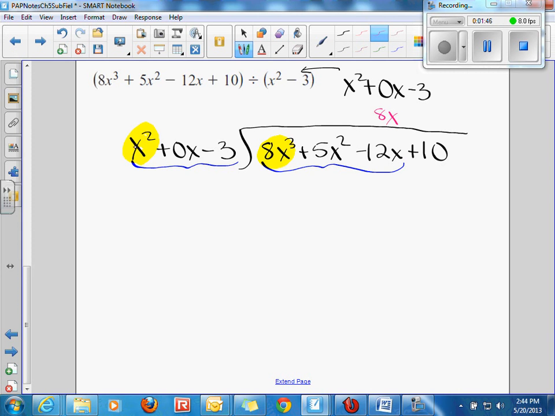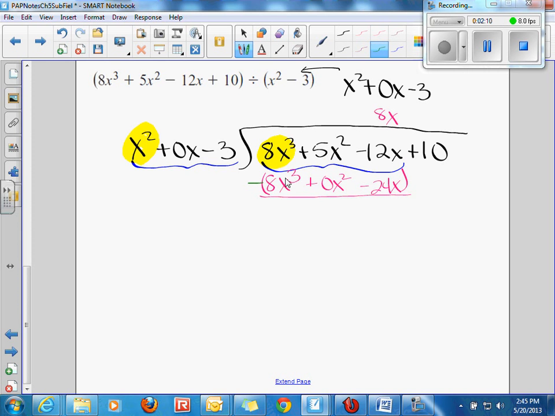Then multiply 8x times x squared, get 8x cubed. Then 8x times 0 is 0 x squareds. And then 8x times negative 3 is negative 24x. And then subtract this. Remember that you're subtracting it, so you have to think about that when you're looking at the whole thing.